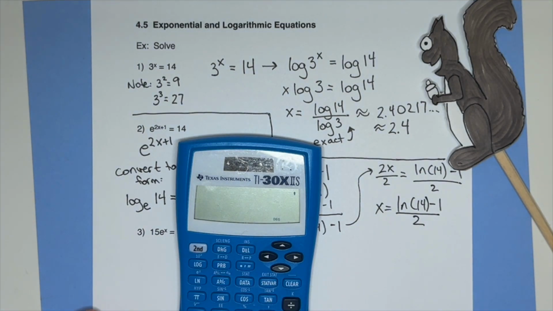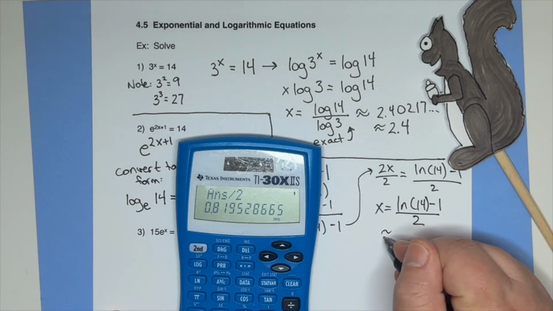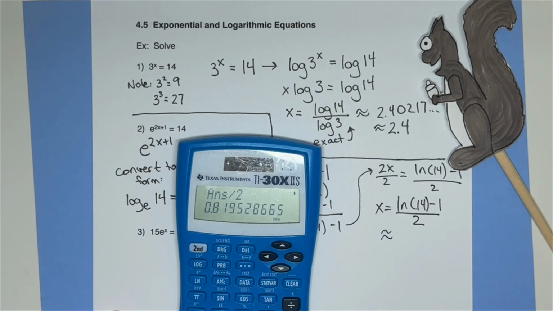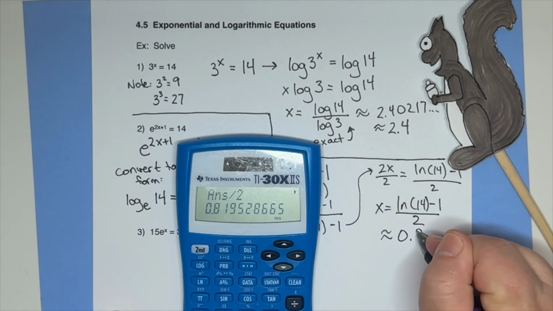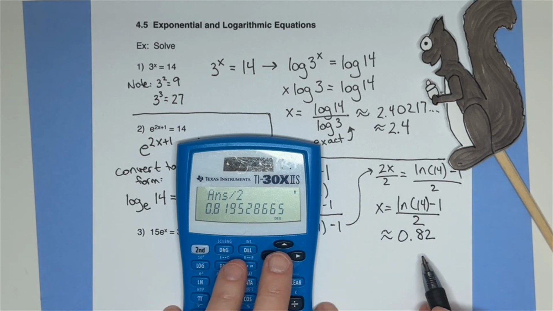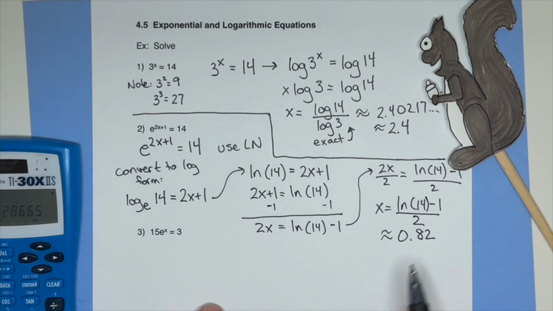What we could do is go ahead and take the natural log of 14 and then subtract 1 and then divide by 2. And I get, if we're rounding to 2 decimal places, 0.82. So just under 1. So does this make sense?